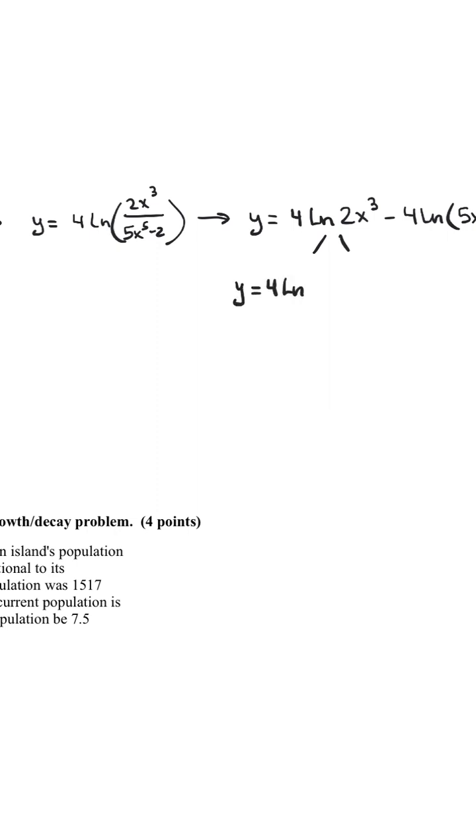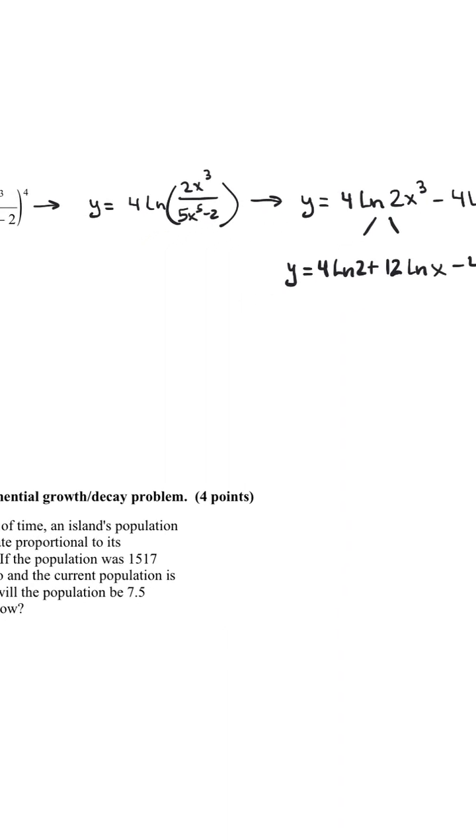So 4 natural log of 2 plus 4. Well, the 3, I'm also going to use the power rule and move that 3 down in front to multiply with what would have been a 4 there. So 3 times 4 is 12. So that's going to be a 12 natural log of x minus 4 times the natural log of 5x to the fifth minus 2. That's fully expanded. It's about as simplified as those logarithmic expressions are going to go.